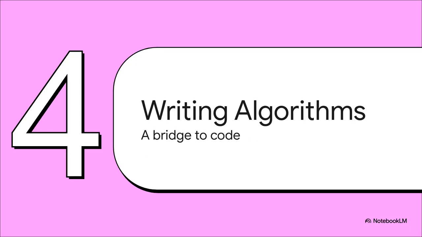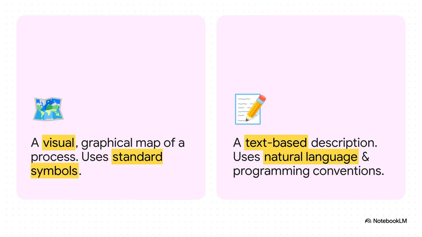So, if a flowchart is the visual blueprint, what's next? Well, sometimes you need something that gets you 1 step closer to what a computer can understand. And that's where we get pseudocode. Think of it as the bridge from our human idea to the actual code. So what's the difference here?